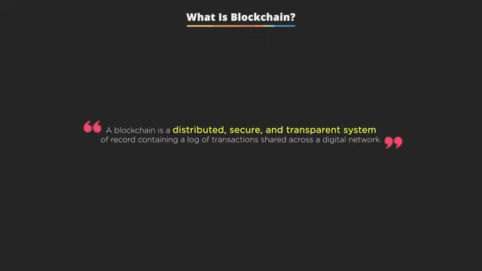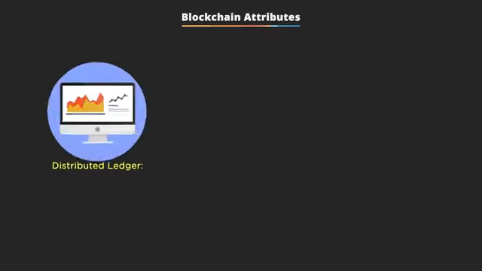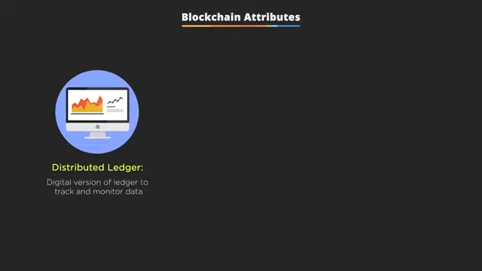A blockchain is a distributed, secure, and transparent system of record containing a log of transactions shared across a digital network. Each node on the network contains a complete replica of the blockchain data. Blockchain attributes include distributed ledger. It is the digital version of ledger to track and monitor data.